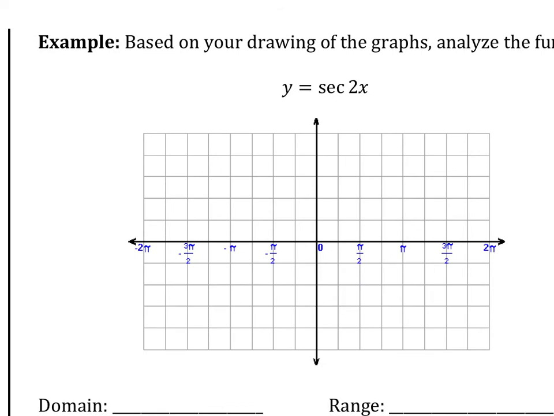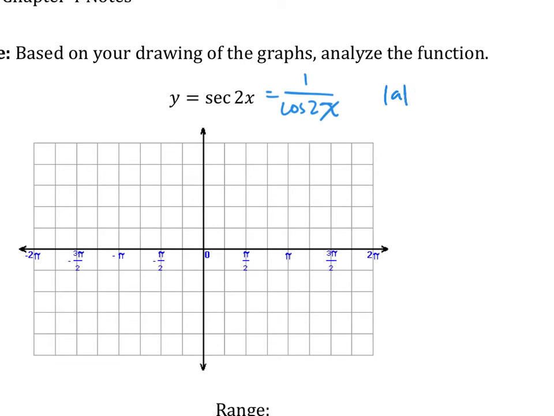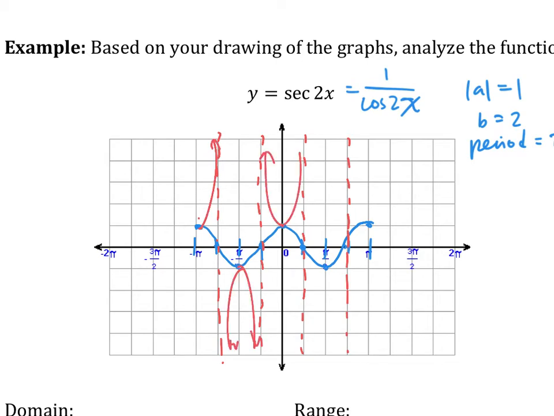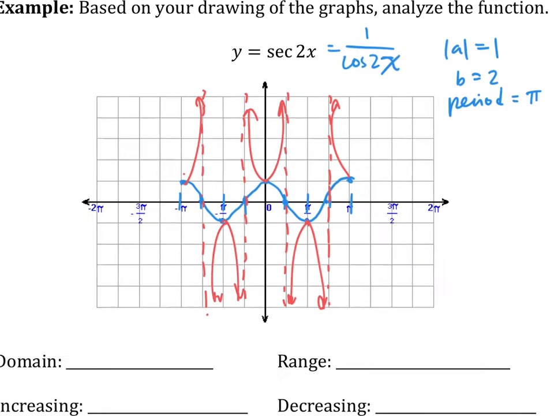So I'm going to draw secant 2x. Okay, this is 1 over cosine 2x. So that tells me amplitude is 1, b is 2, period is 2 pi over 2, which is pi. So I'm just going to draw this much instead of filling up the entire graph. Okay, asymptotes. And then the graph. All right, so based on this graph here, I'm going to analyze first the domain.